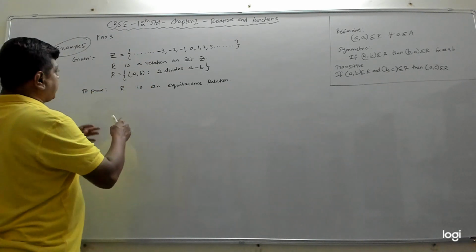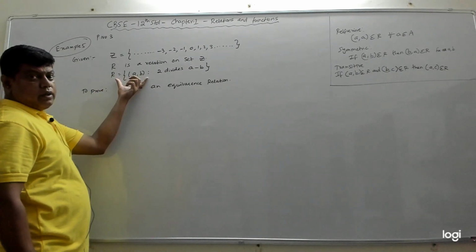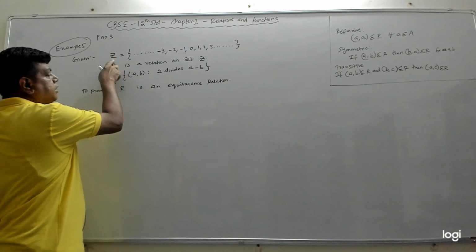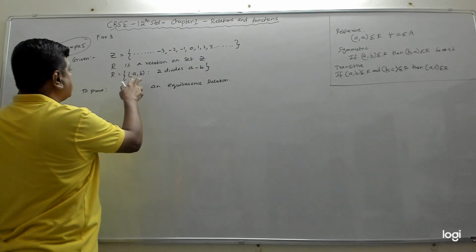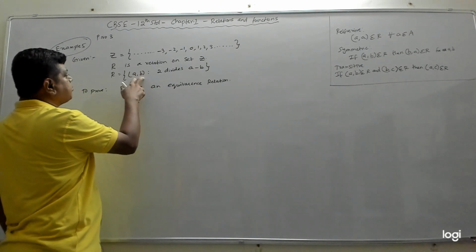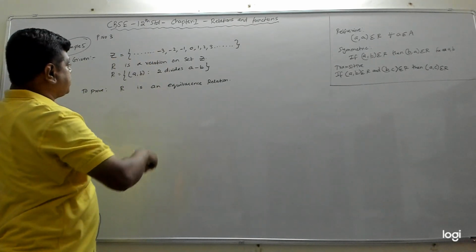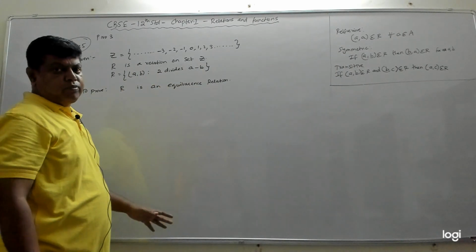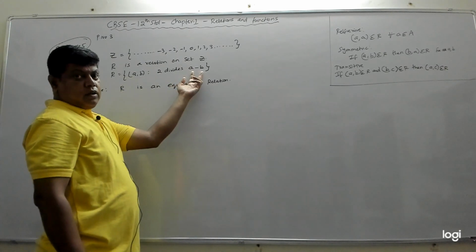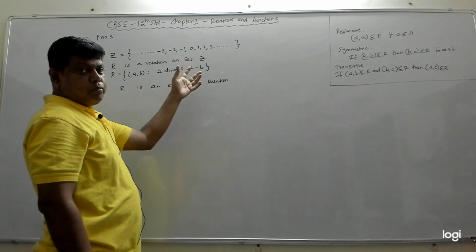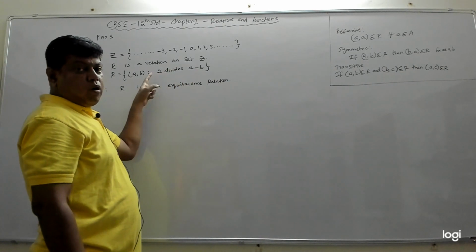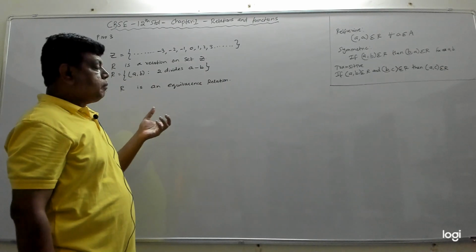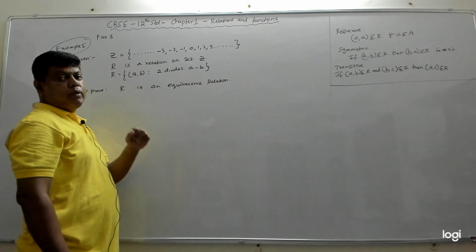Now let's try to understand the relation here. We say two elements a and b, which obviously come from the set Z, the set of all integers, and we say a is related to b when 2 divides a minus b. Which means if you find the difference a minus b, and that value is divisible by 2, then we call those two numbers related.